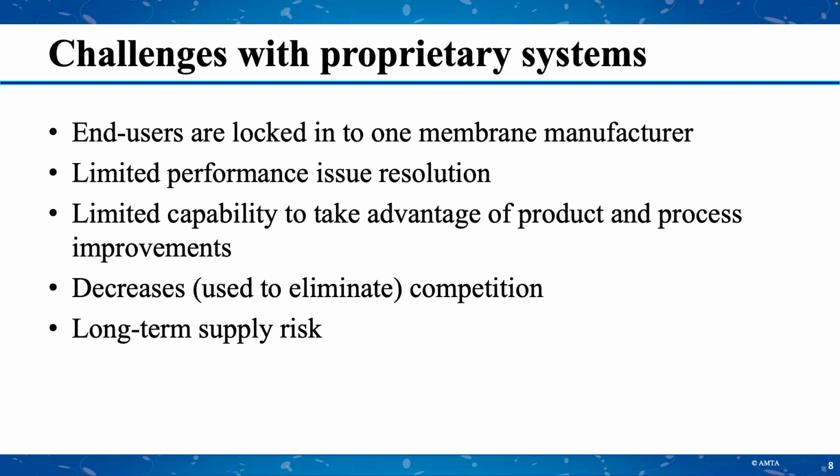And then the last one here is that there's always a long-term supply risk. What happens if a manufacturer goes bankrupt or decides that they're just going to stop making a particular product? Then what are you supposed to do? So these are some of the difficulties that we're facing in proprietary systems. Next slide, please.